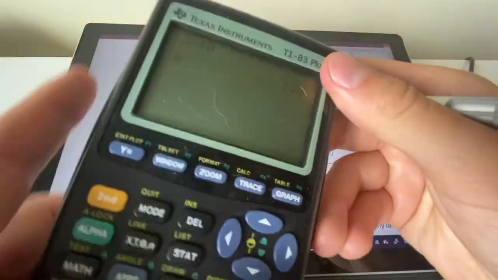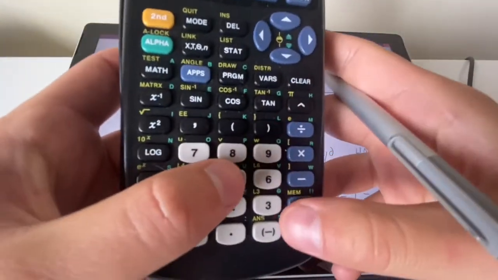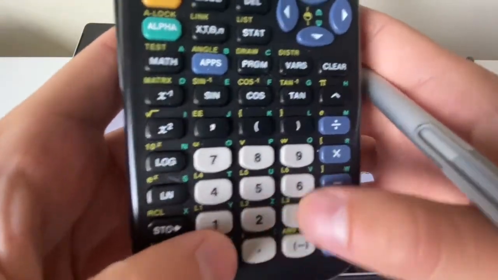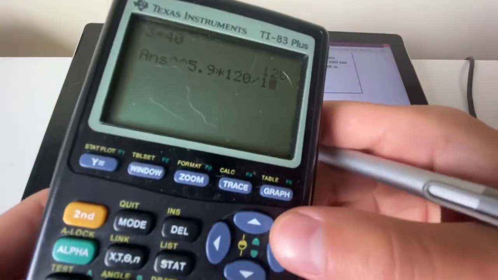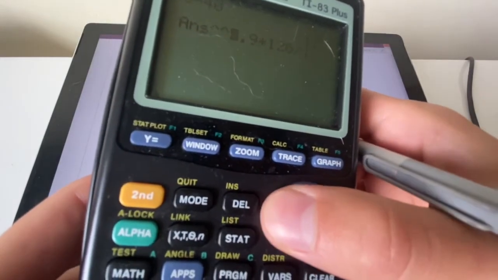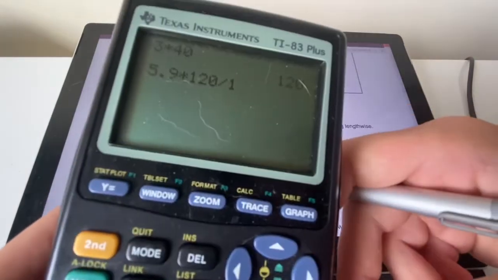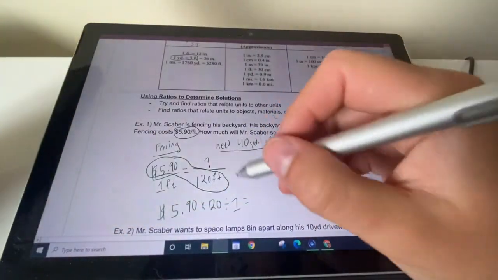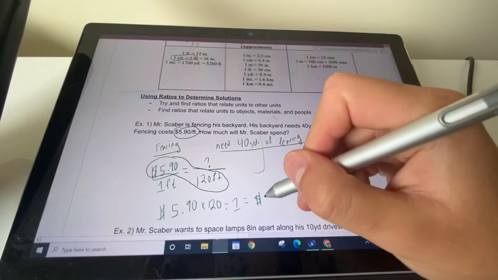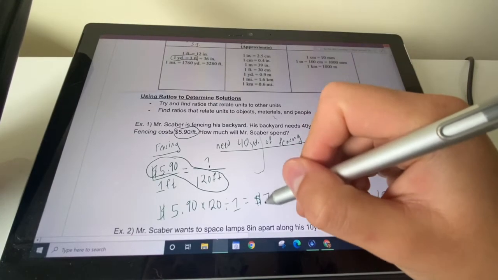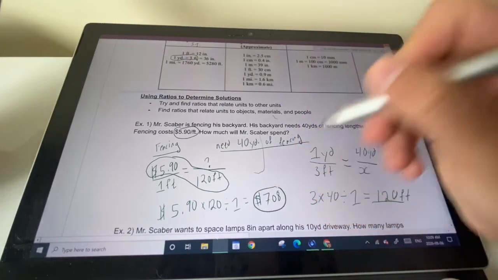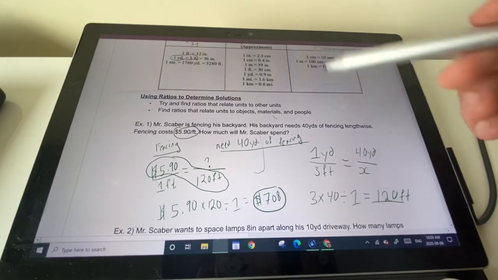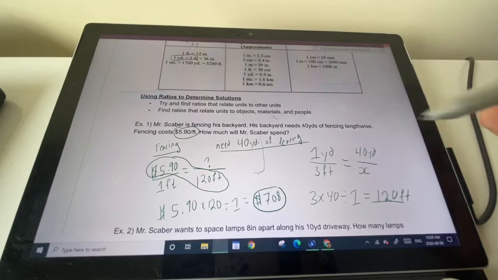So I'm going to grab my calculator, and we're going to do 5.9 times 120 divided by 1. Oh, and I can plug that into the calculator just as is for now. So 5.9 times 120. And that gives me $708. So he's going to have to cough up a bit of money in order to actually be able to afford this.